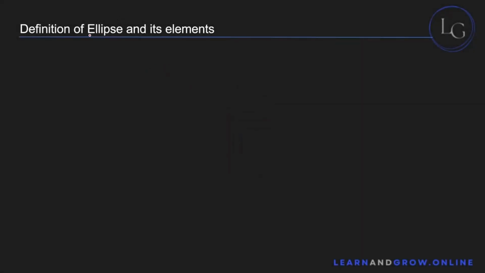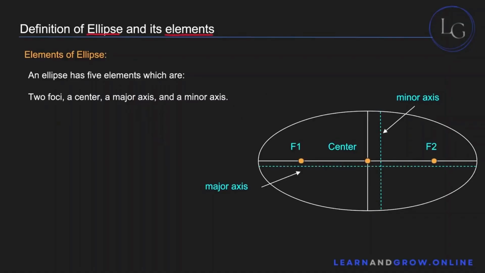Now let's see what an ellipse is and its elements. So an ellipse has 5 elements. It has 2 foci, a center, a major axis, and a minor axis. So what does this mean? Well, this is what an ellipse looks like. Now, why does it have 2 foci instead of one focus as in a parabola? Well, I found out a very interesting reason for why it has 2 foci.